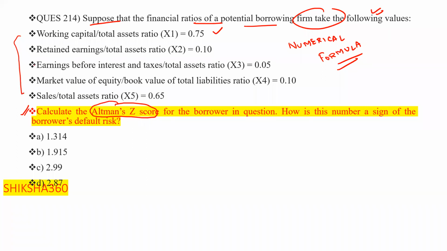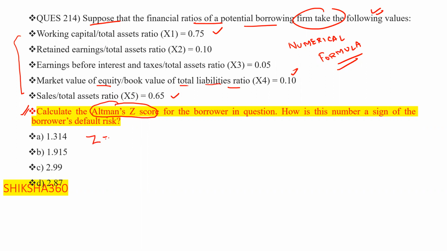Clear, what is X1, what is X2? X2 is retained earning upon total asset ratio. X3 is earning before interest and taxes upon total asset ratio. X4 here is market value of equity upon book value of total liabilities ratio, and X5 is sales upon total asset ratio. Clear. Now calculate the ALTMAN Z score.